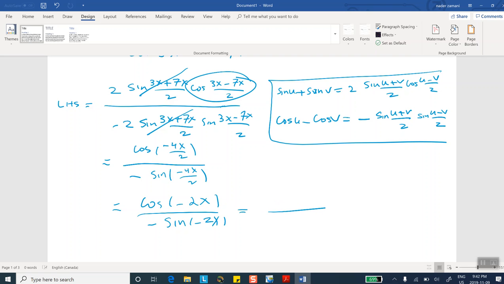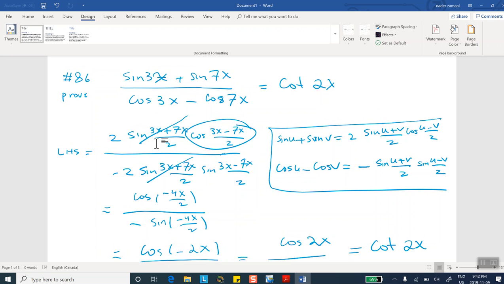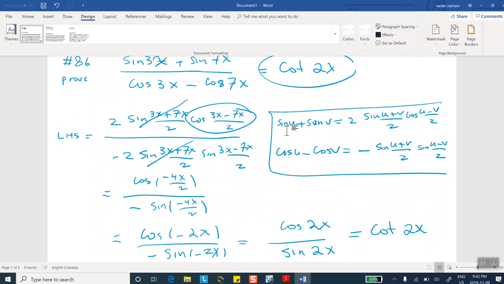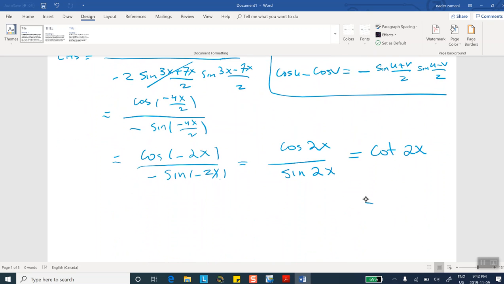But remember, cosine is an even function, so this is the same as cosine of 2x. And sine is an odd function. The minus comes out. There's a minus in the front, so that makes it two minuses, which is a plus. And this is cotangent of 2x, and that's exactly what you wanted to prove. This is your right-hand side.